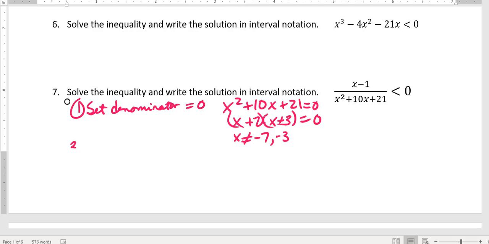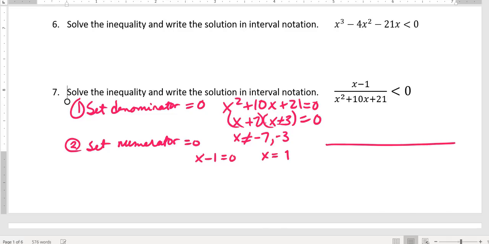Okay? Next, I'm going to set my numerator equal to 0. So x minus 1 is equal to 0. So x is equal to 1. So these are the numbers that I'm going to look for on my number line. So I have negative 7, negative 3, and 1.